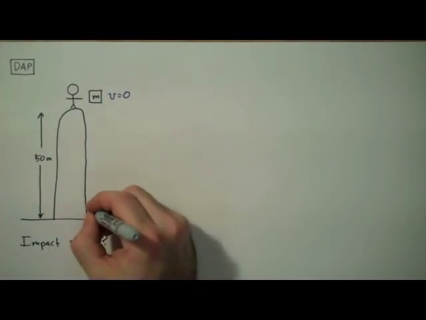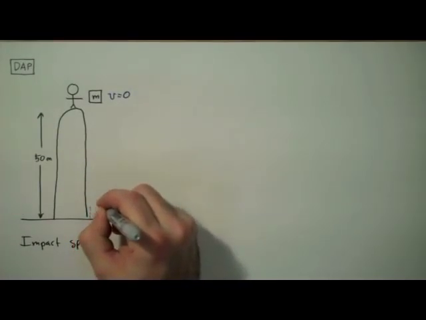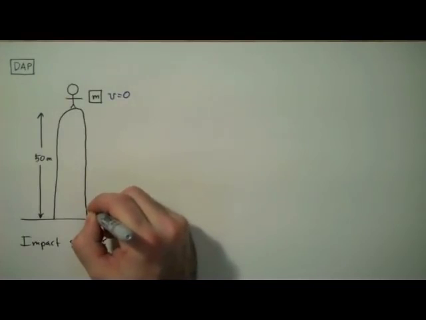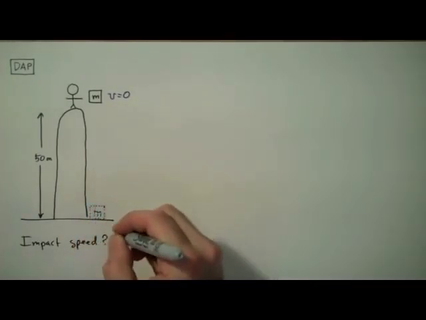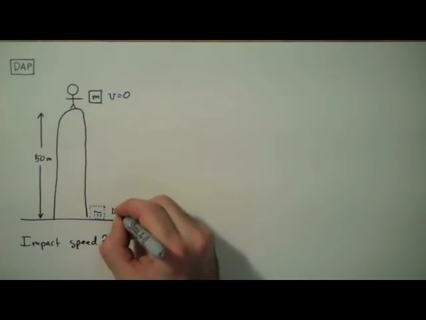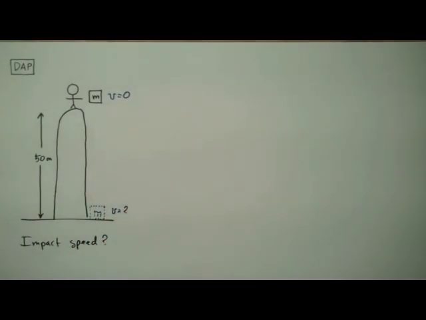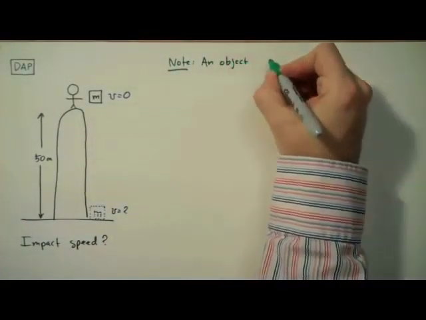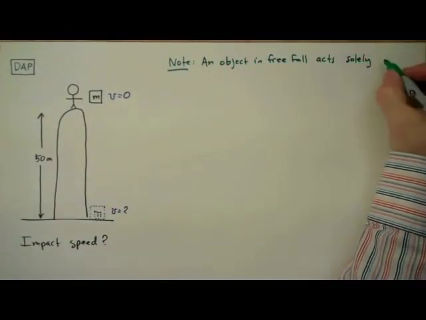Oh, and we should probably indicate the impact on the drawing as well. So I'm going to put that down here along with a little note that we're looking for the velocity. So we're given the initial velocity by implication. We're also given the acceleration of this object by implication. We said that the object was dropped, and that means the object is in free fall.